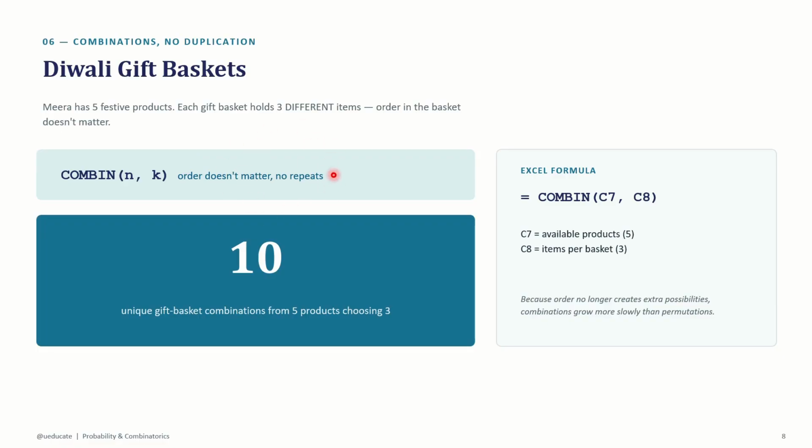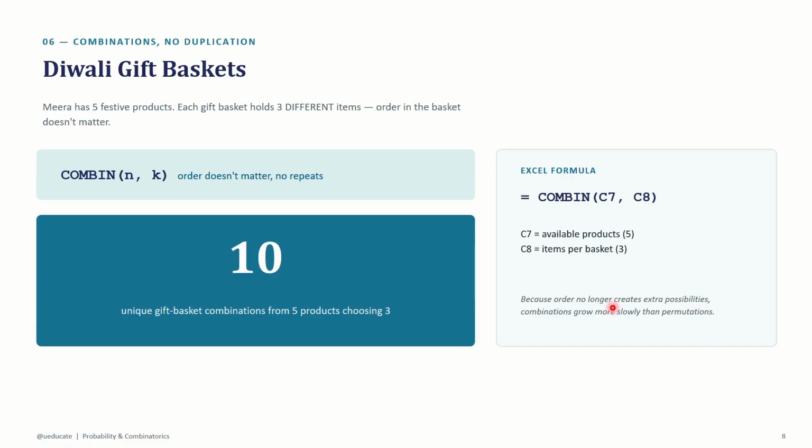So we have the total number of products, 5, with the items that can fit inside being 3, and then we get a combination of 10. This is our formula in Excel: equal to COMBIN with the number of products available and the chosen number of products that can be placed inside. Notice the number is much smaller than permutation would give you for the same setup. That's because we are no longer counting every possible ordering as a separate outcome, just every possible grouping.